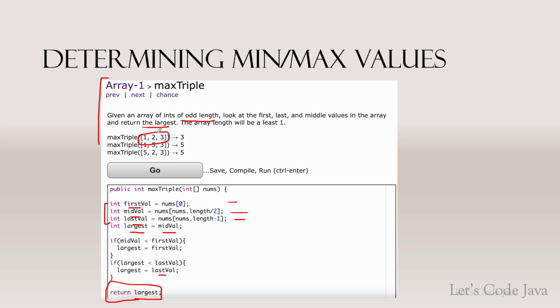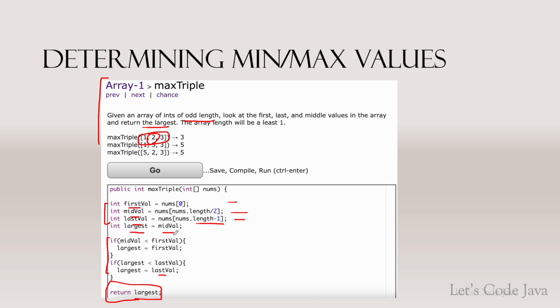And so 0, 1, the middle index is 2, which is right. And then I say, okay, my last value would be nums.length minus 1. So that makes sense. And so what I do is I temporarily store the middle value into my largest variable. And then I do a bunch of conditions.